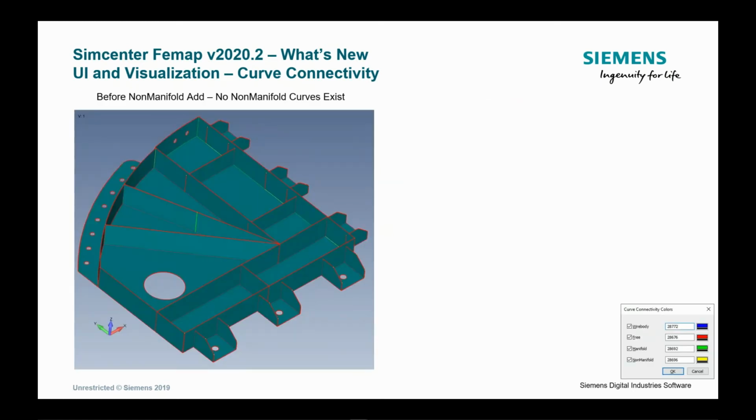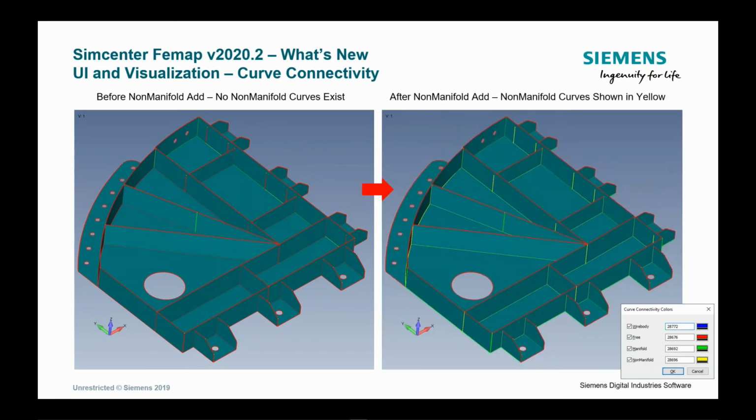So here's an example. It looks like this is a flat plate with a bunch of ribs coming off of it. And then once everything's non-manifold added together, you can see there's a couple curves that are yellow, which means that it's a T intersection. This curve shares three surfaces. And then green edges is a curve that shares two edges. So you can just quickly do a visual check. Is my model connected up the way I think it is, and avoid meshing problems downstream.